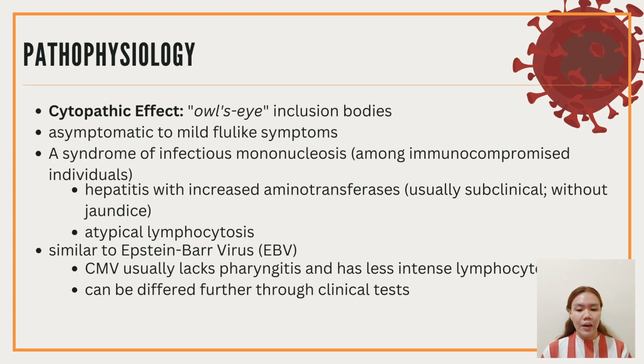They also develop hepatitis with increased liver transaminases, which is usually subclinical without the case of jaundice. And then they also develop atypical lymphocytosis, which can be explained in a previous slide. It can be somehow similar to Epstein-Barr virus or EBV, which are both herpes viruses, but CMV usually lacks pharyngitis and has less intense lymphocytosis. It can also be differentiated through clinical tests.